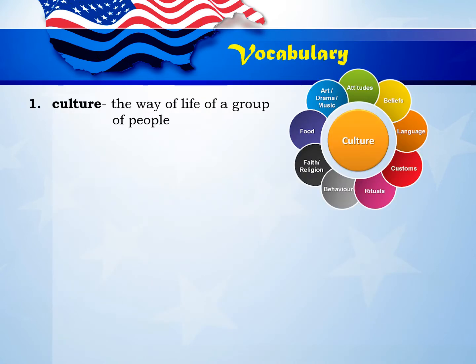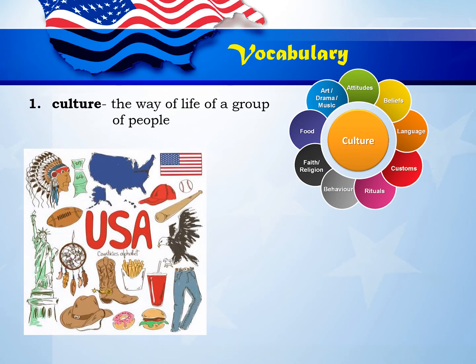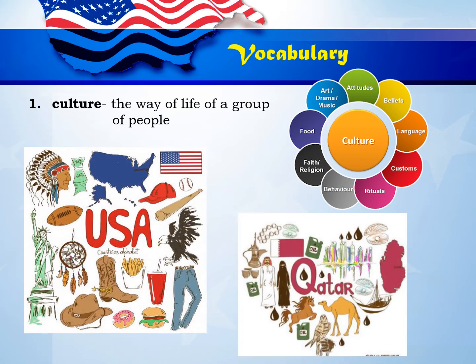Here are the vocabulary words of this lesson. Number 1 is culture. It is the way of life of a group of people. It is a pattern of behavior shared by a society or a group of people. So this may include food, their customs, beliefs, languages, and many more. Look at the pictures here of United States and Qatar. Everything that you can see in the pictures has something to do with their cultures.